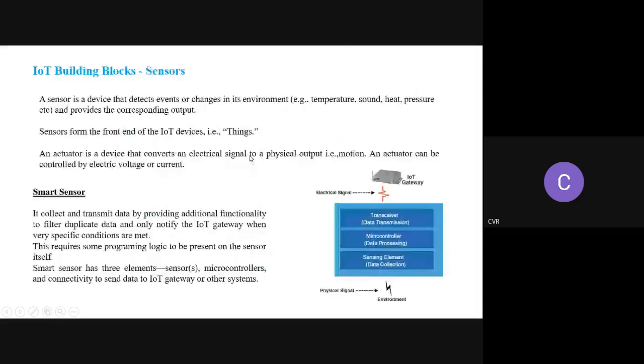So the major building block of IoT is a sensor, because that's the first thing: we need to sense the data. Data means some event or change in the environment. Okay, so this is the front end for IoT. That's one thing, and then you will have an actuator. Sometimes you have to control something, and that is where an actuator is needed.